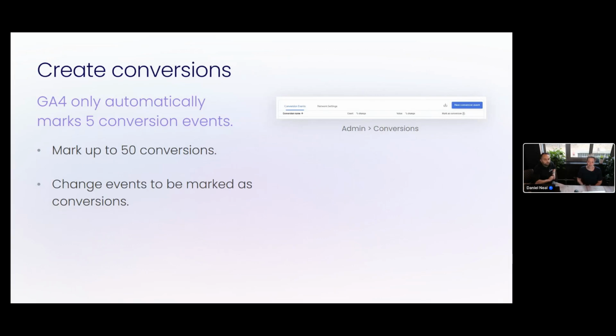So how do we then mark these events as conversions? GA4 only automatically marks 5 events as conversions, so you'll need to set up your own. For a website and app, purchase is the one that automatically gets set up. However, within apps, you can also get first open, in-app purchase, app store subscription, and renewal as well. For everything else that you might want to track, you can set up a conversion in the admin area. You can mark up to 30 events as conversions, which is a lot.